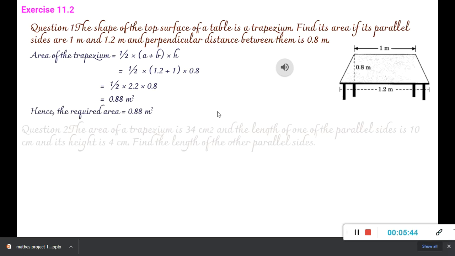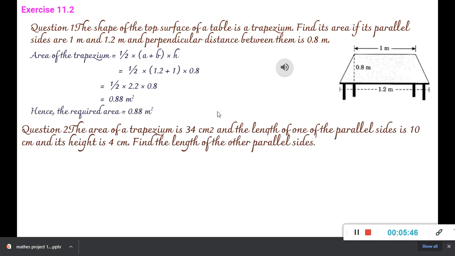Now second question. The area of a trapezium is 34 centimeter square and the length of one of the parallel sides is 10 centimeter and its height is 4 centimeter.